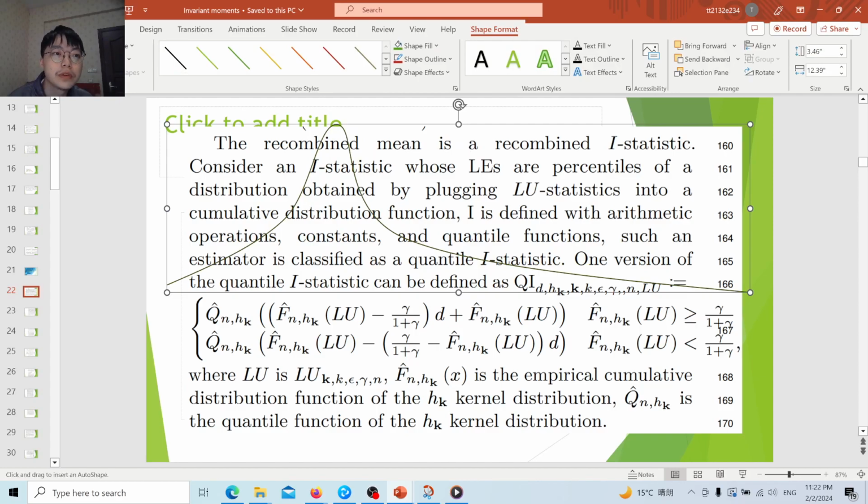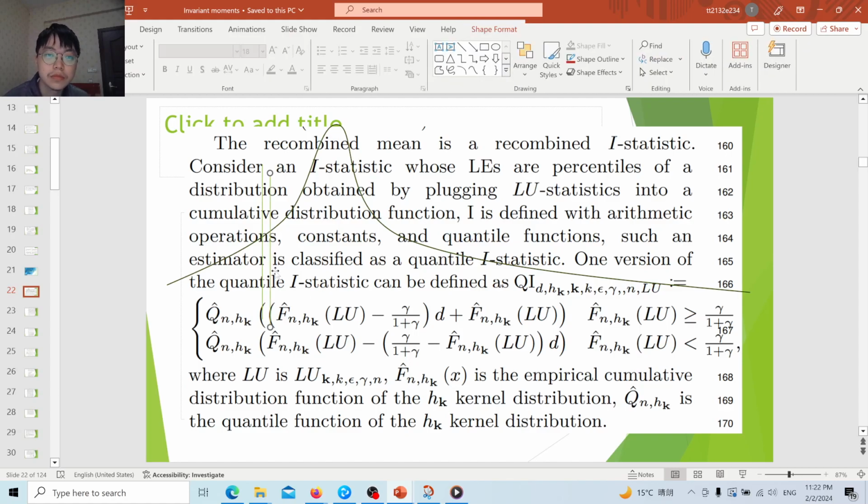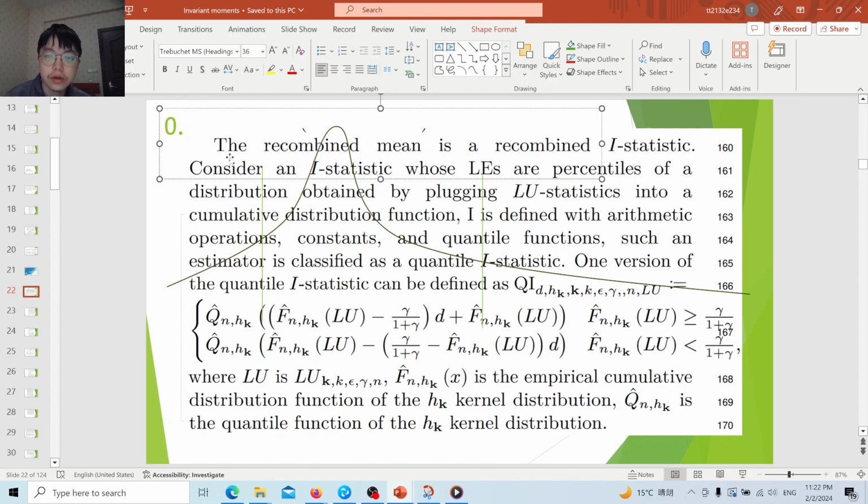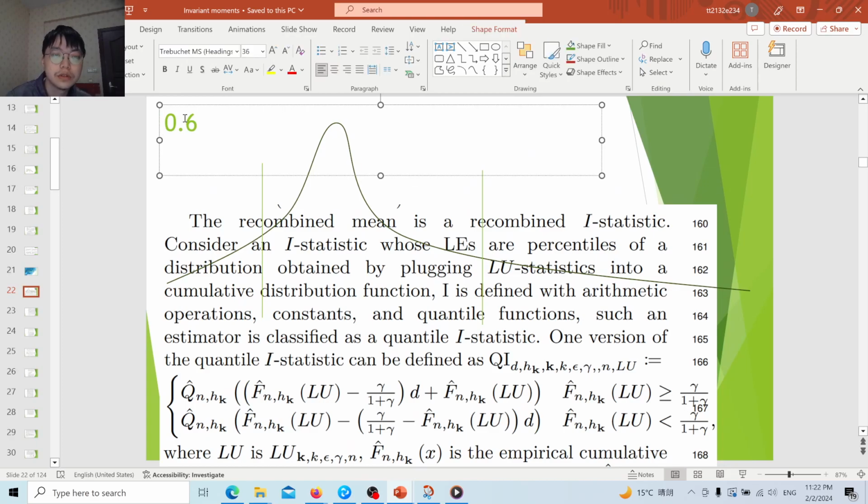For example, here, for example, the trim mean is 0.5. If you plug it into a cumulative distribution, it gives 0.6. For the median, of course, the percentile is 0.5. And then you can compute the difference between the percentile of the median and the percentile of the trim mean, times the d value, plus the trim mean's percentile.